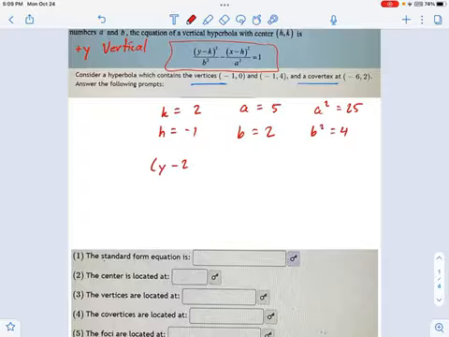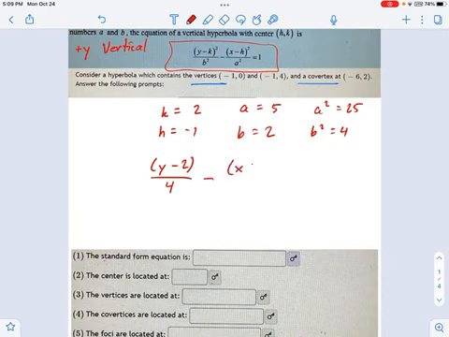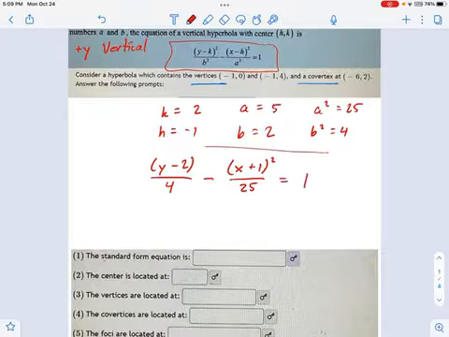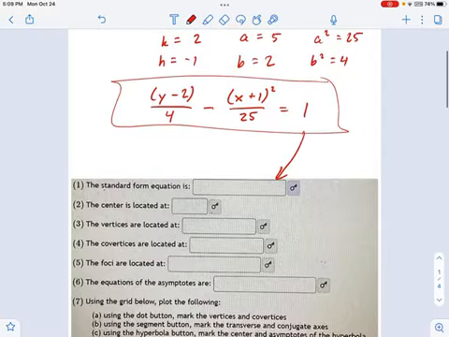Y minus K, so that's y minus 2, over B squared, that's 4. And then we have minus, because this is a vertical hyperbola, that means y is positive, x is negative. And the center at H equals -1 means we have an x plus 1 right here. Again, that's squared, and it's divided by A squared, so that's 25. Equals 1 is our result. That is our standard form equation for the hyperbola.